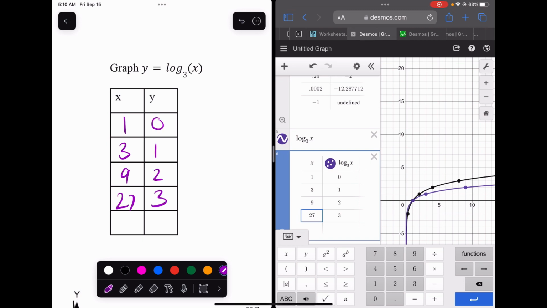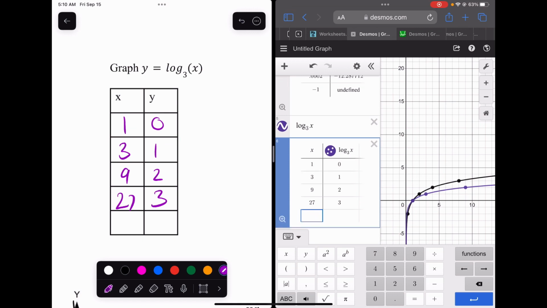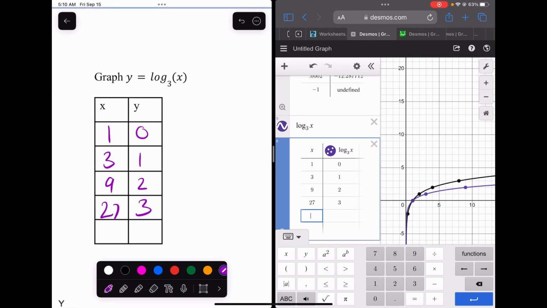Now, how did I know to plug these values in, right? Like if I plug in a 2, I get something gross. I know that this is going to work because remember how these are the inverse of exponential functions, right? So I know that if I do 3 to the power of 0, I get 1. If I do 3 to the power of 1, I get 3. If I do 3 to the power of 2, I get 9. If I do 3 to the power of 3, I get 27. So that's how I knew to plug in those x values to get those nice y values out.